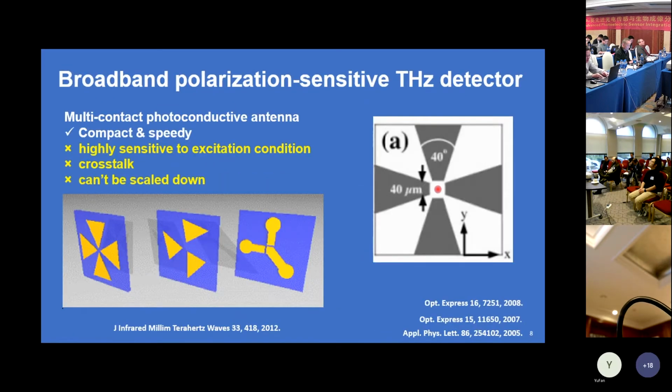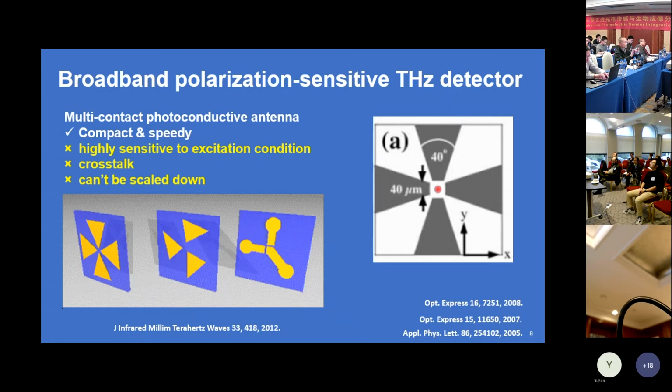Okay, next slide. The fourth method is the most promising one, to use a broadband polarization-sensitive terahertz detector. A multi-contact photoconductive antenna has been developed for this usage, as shown here. This kind of detector is very compact and speedy, and allows us to simultaneously measure the terahertz electrical vector along multiple directions, which is a very promising way to do polarization measurement in the terahertz system.